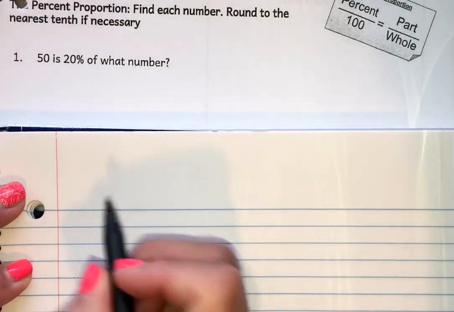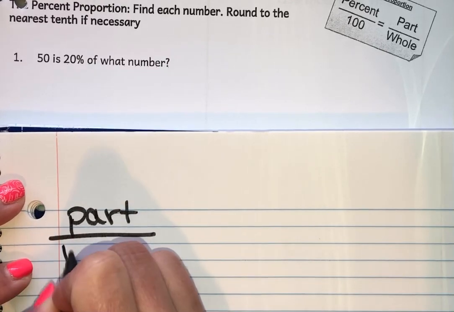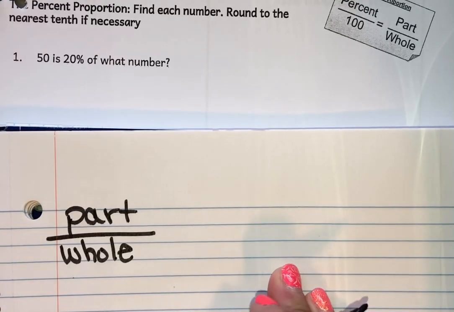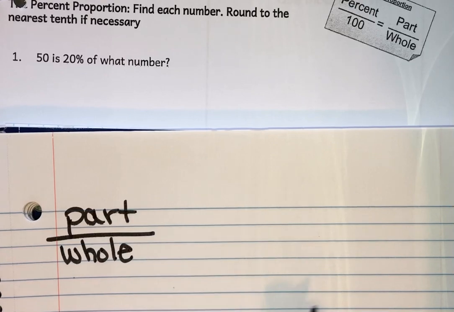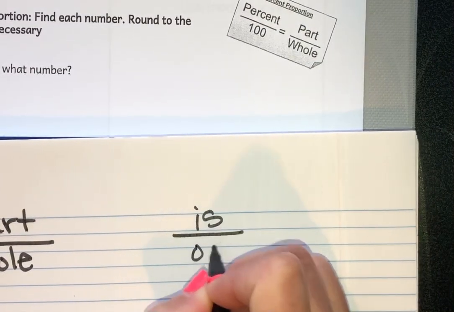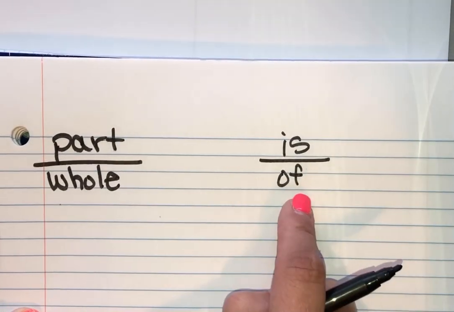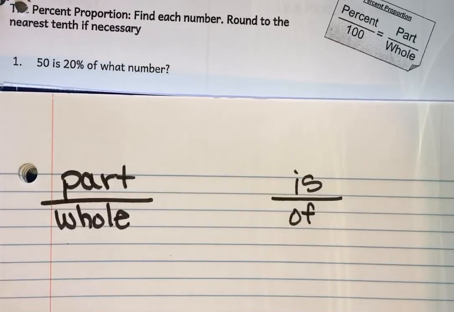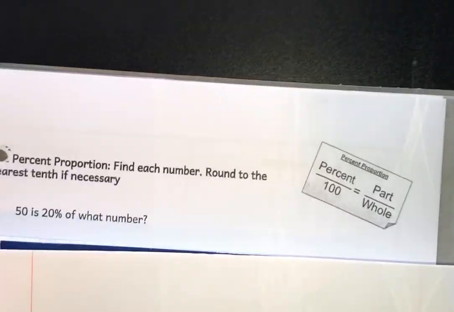So I'm going to write part over whole, so I can see that. Okay, and we've also talked about part over whole is similar. We've talked about is, the word is, over the word of. It's another one you guys can remember. Okay, so let's look at 50 is 20% of what number?